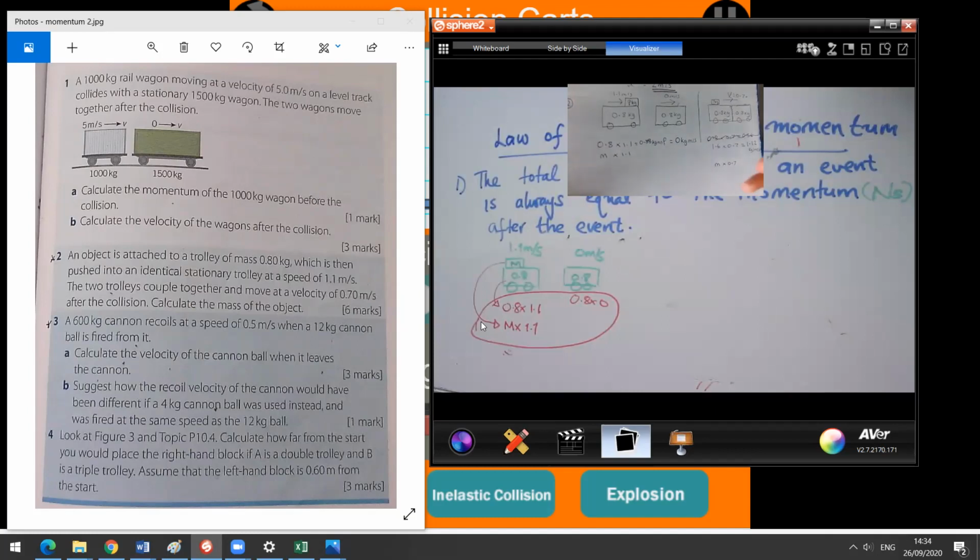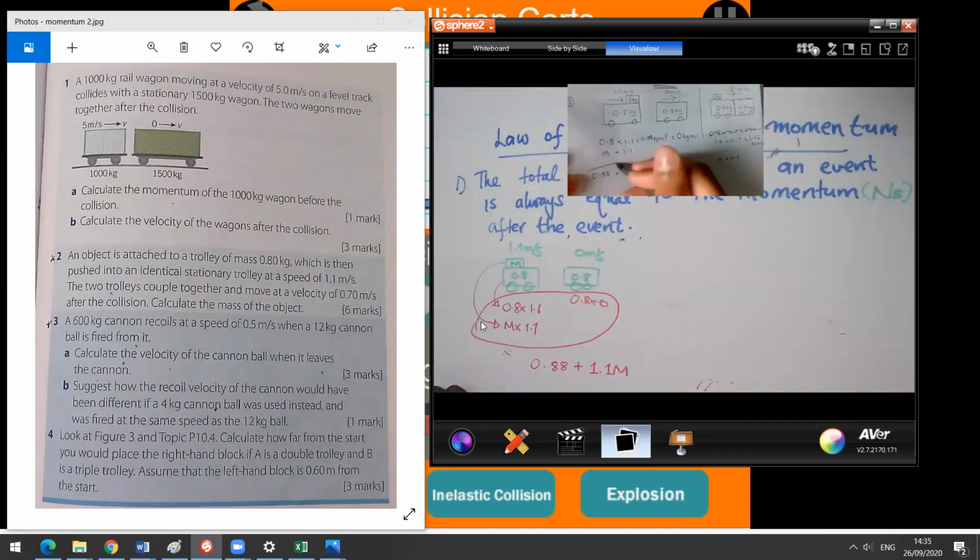So now that we've got this, we're going to have to make them equal. If I add the total, 0.8 times 0 is just 0. So before, the total momentum is 0.8 plus 1.1 m. So this is our total momentum for the left side, and this must equal the total momentum on the right-hand side.